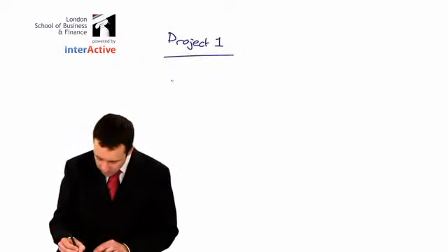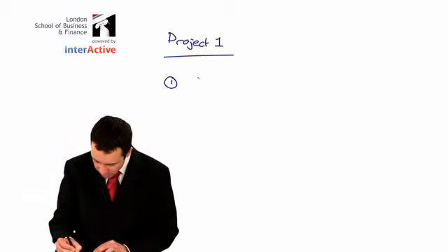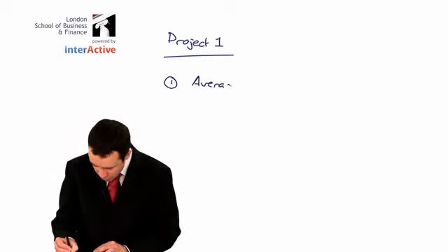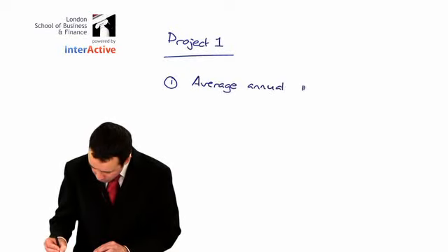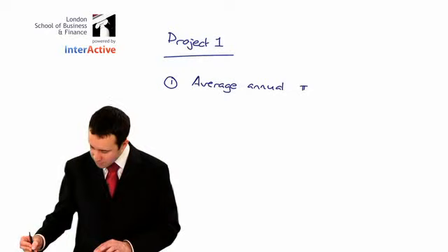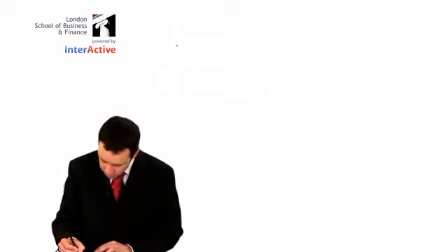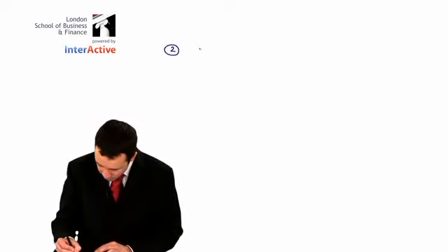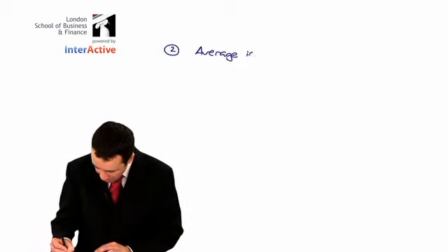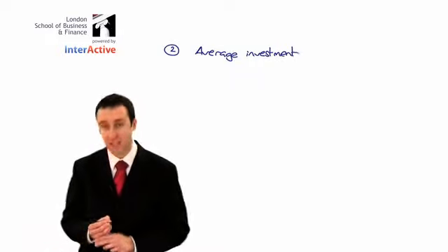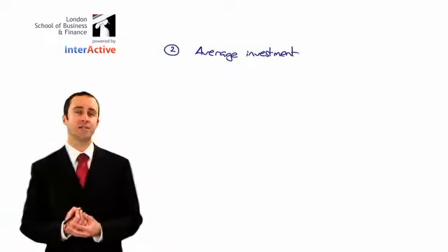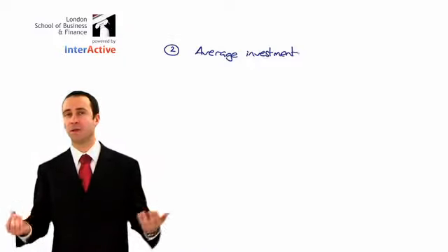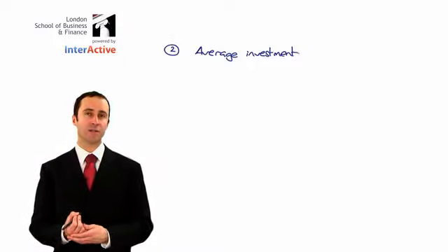So what we'll have to do is calculate 2 things. We'll need to work out our average annual profit, and what we'll also have to calculate as well is our average investment. Now, it's usually easier to calculate your average investment before looking at your average annual profits.